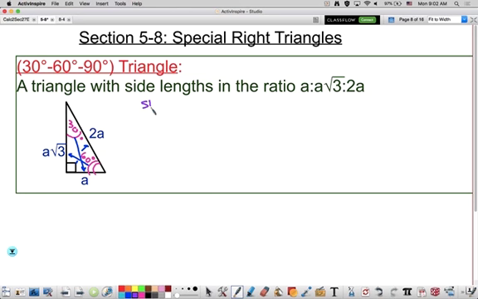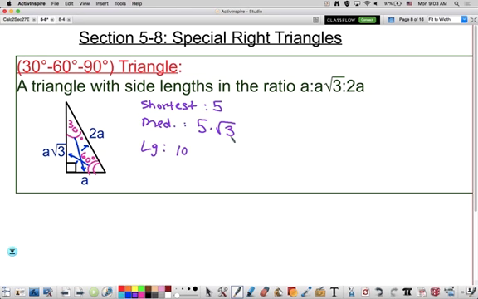If I tell you the shortest side, let's do some mental math. If I tell you the shortest side is 5, you tell me all the other sides. Shortest side is 5. What's the medium side? 2A, 10. Well, medium side is not 10. That's going to be the largest side. Medium side is going to be 5 times the square root of 3. So you got the 5, all right?